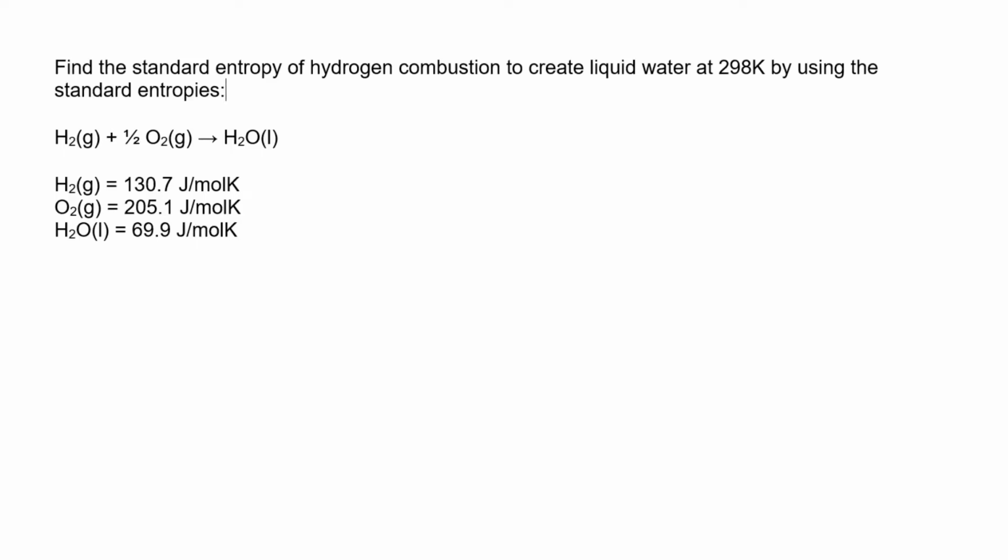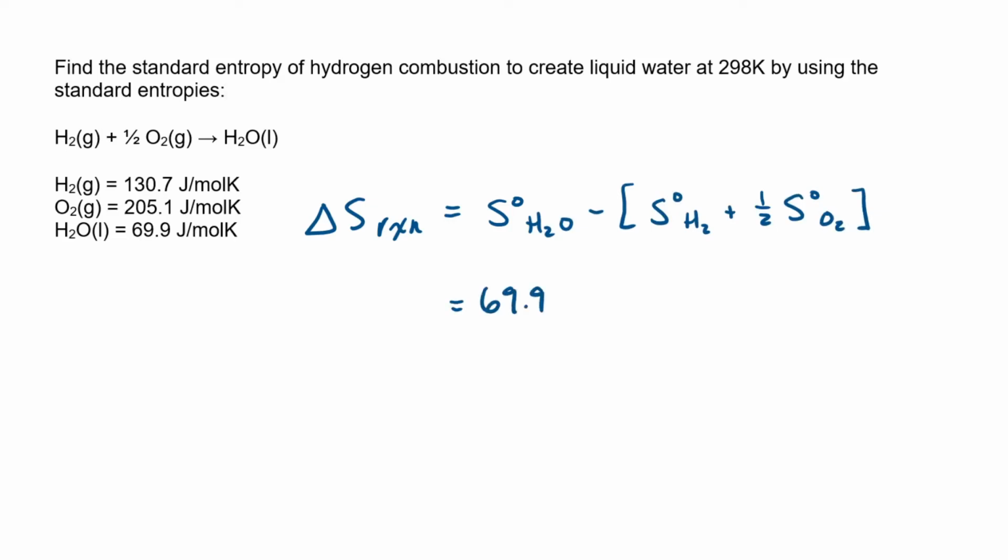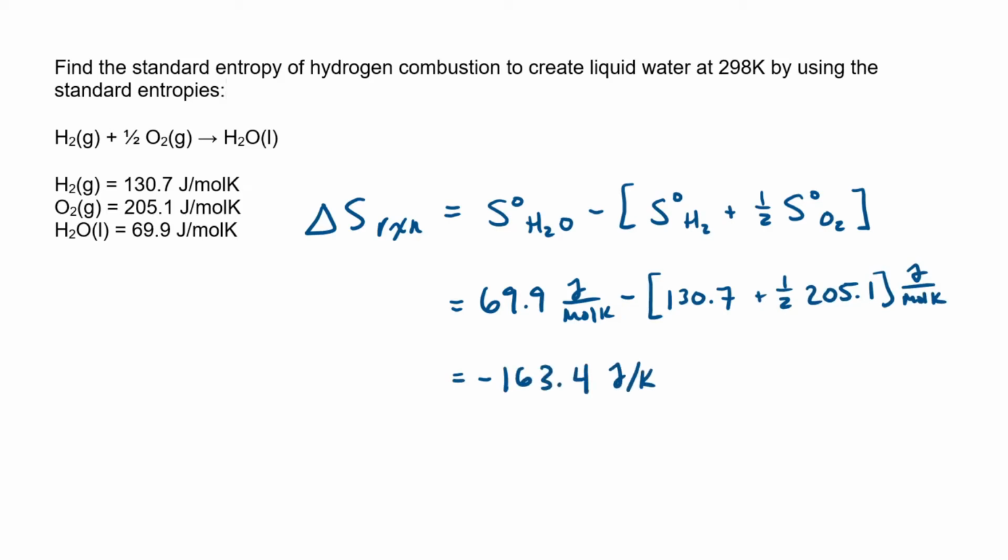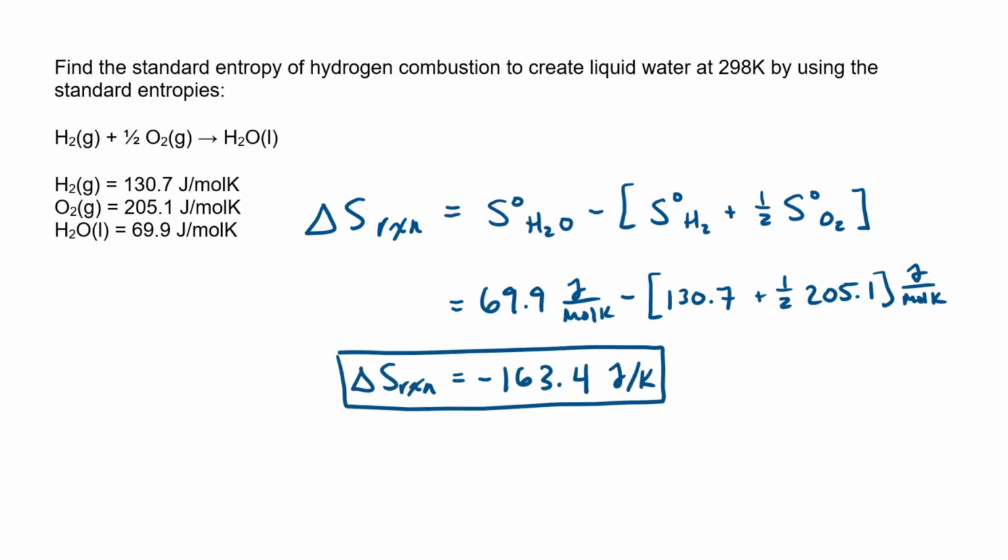Hydrogen gas equals 130.7 joules per mole Kelvin. Oxygen gas equals 205.1 joules per mole Kelvin. And liquid water equals 69.9 joules per mole Kelvin. So the change in entropy for the reaction is the standard entropy for the water, the products, minus the standard entropy of the reactants multiplied by their stoichiometric values, which gives us a total change in entropy for the reaction of negative 163.4 joules per Kelvin.